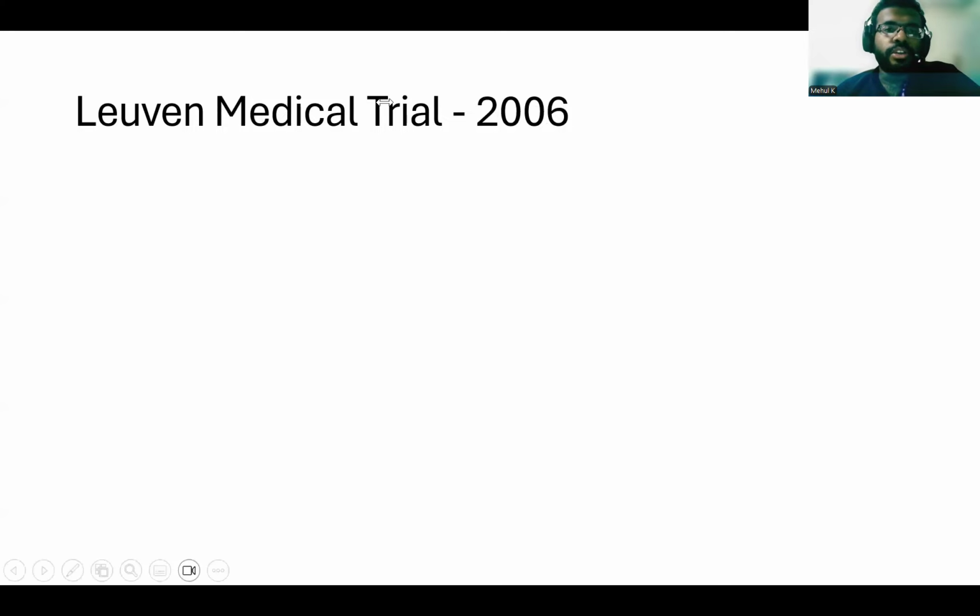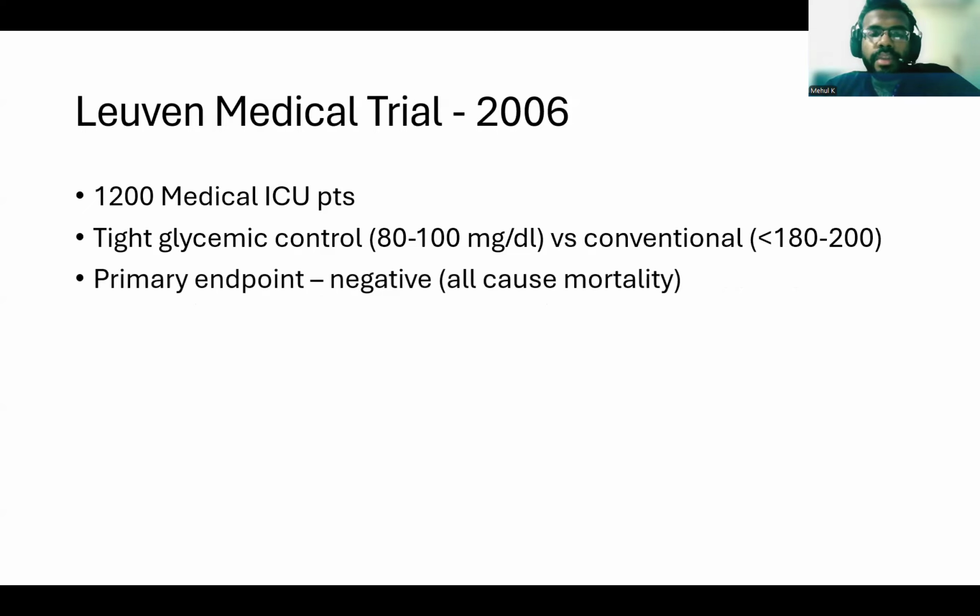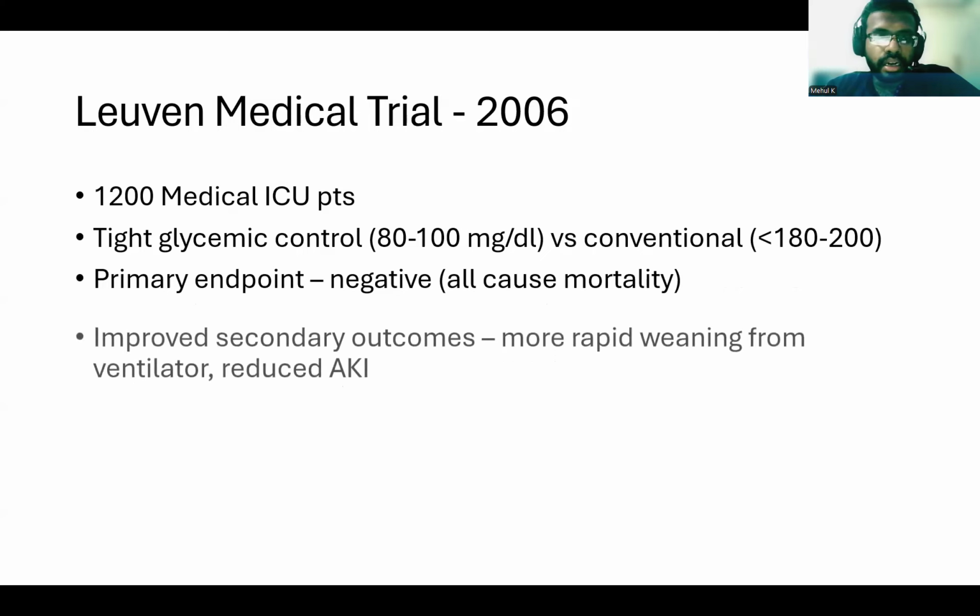So following their great success with the surgical patients, they decided to transition over to medical patients, and went for the same thing. So a thousand-something medical ICU patients, and they again looked at tight glycemic control. These are 80 to 100 mg per deciliter, versus conventional goals of around 180 to 200. The primary endpoint was mortality, which was negative in this particular trial.